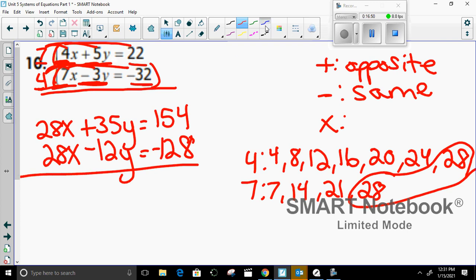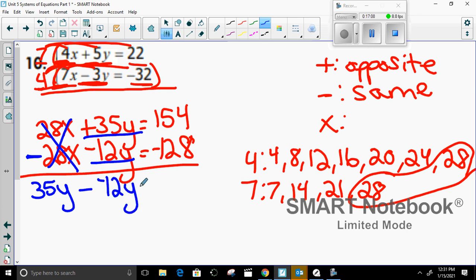Now I notice I have my x's to be the same. Same tells me to subtract to cancel them because they subtract to 0. Now subtract everything else and show your work. 35y minus negative 12y. What would that give me? 47y?